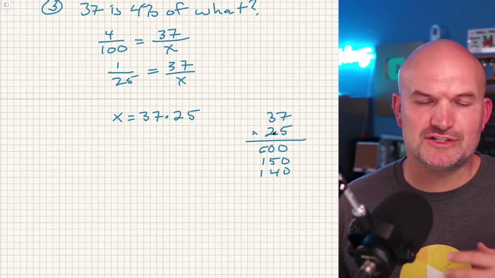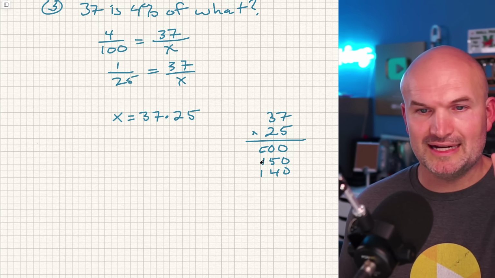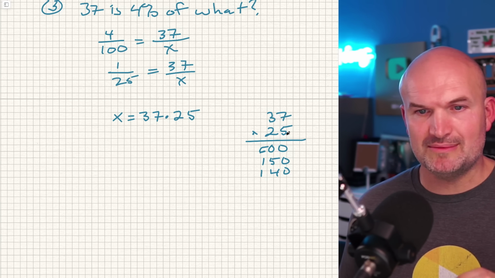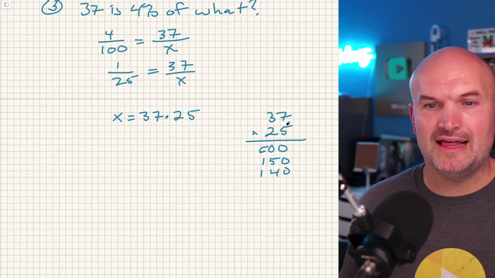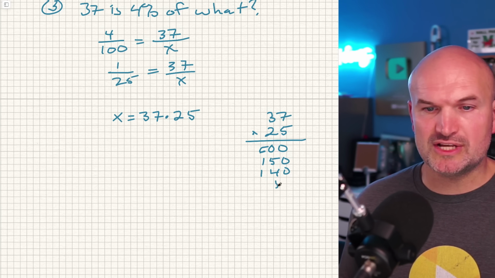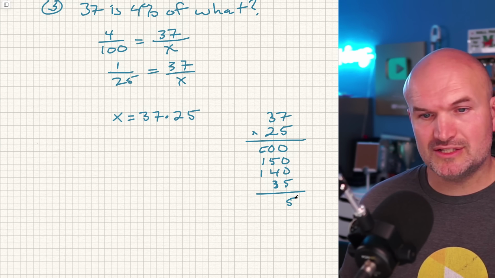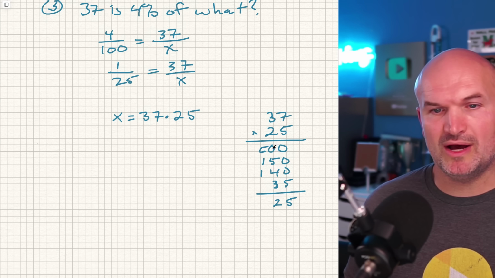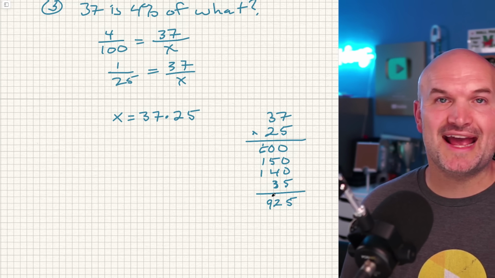Sorry, I should explain this. So I did my 10s times my 10s, which is 20 times 30. I did my 10s times my 1s, 30 times 5. I did my 10s times my other one, which is 20 times 7. And then I'm going to do my 1s times my 1s, which is 35. So that now I can just add vertically. So that's a 5, that'd be 9, that's a 12, and that's 6, 7, 8, 9. 925.